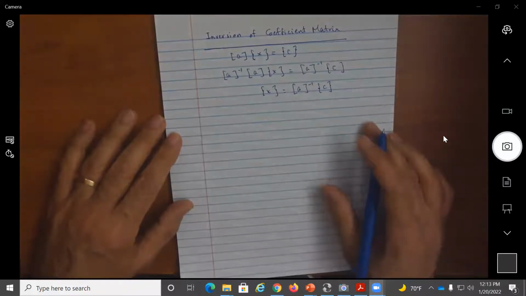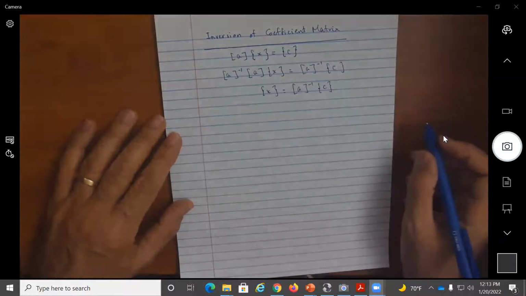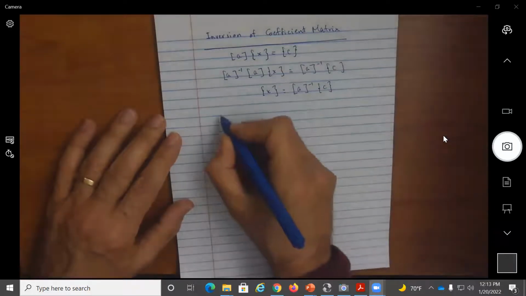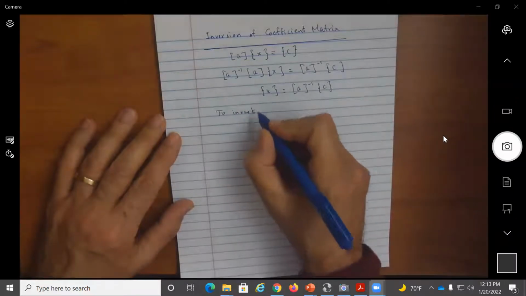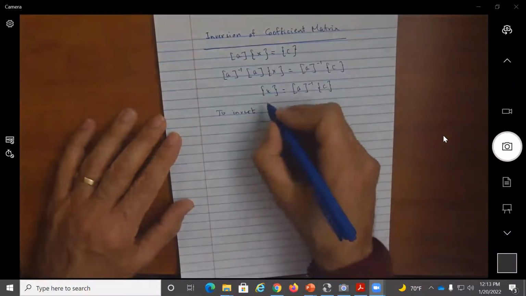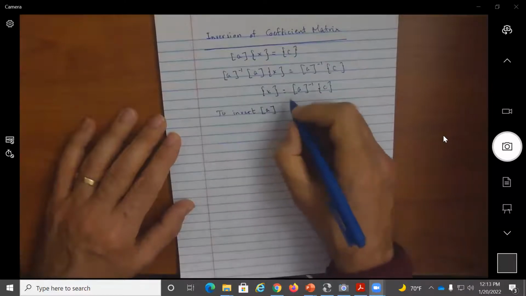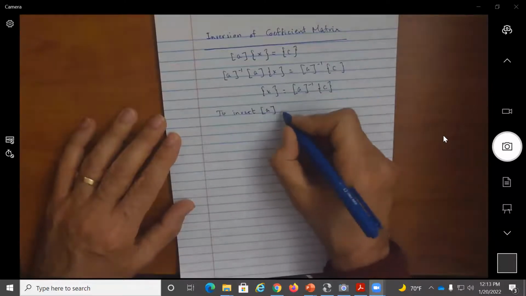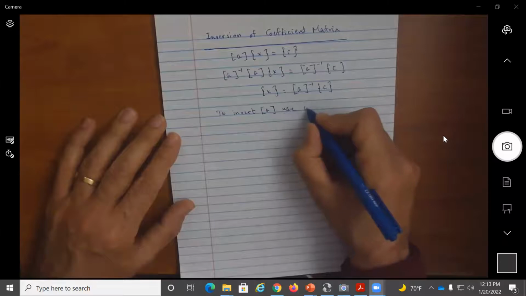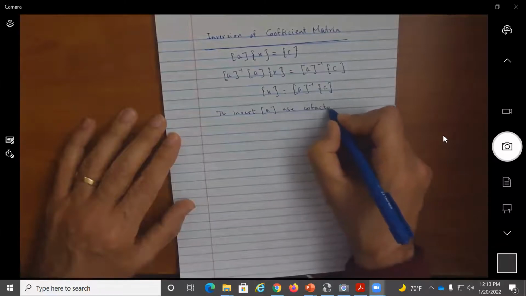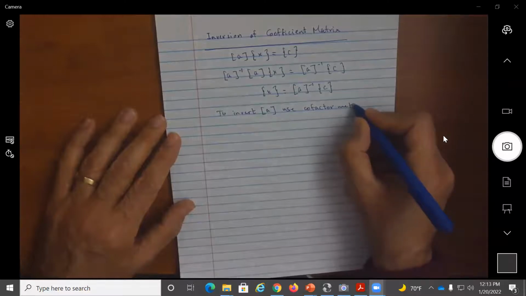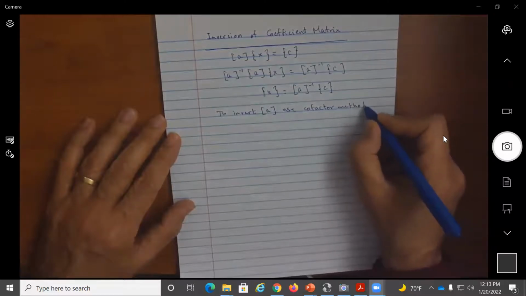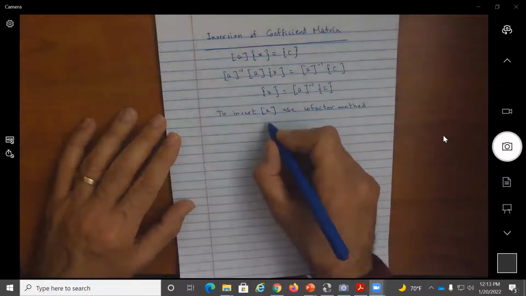Now, the question will come then, how do we invert A? So of course, there are tons of computer methods, but we're trying to learn what these are based on. To invert A, we can use the cofactor method or row reduction.